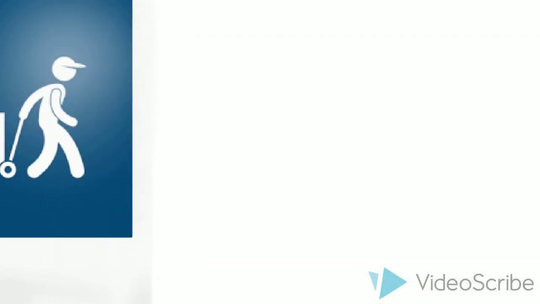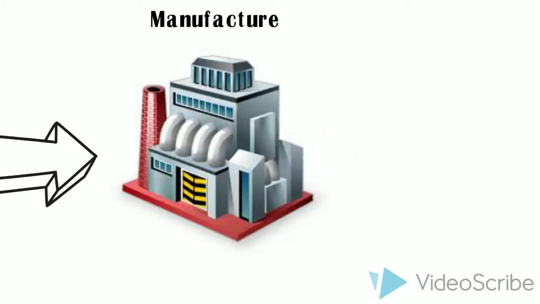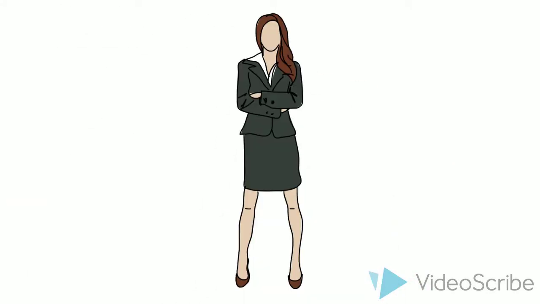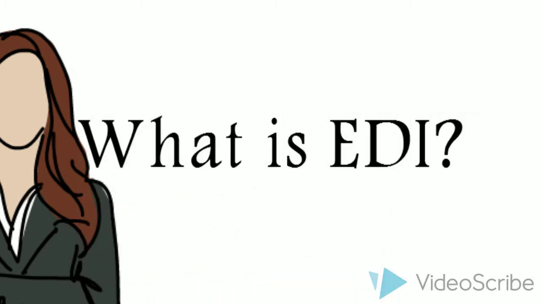SCM is the management of raw materials from suppliers, then sending them to the manufacturer for the production process, then it goes to the warehouse or distribution center, then it ends up with the end customers. And now, what is EDI?